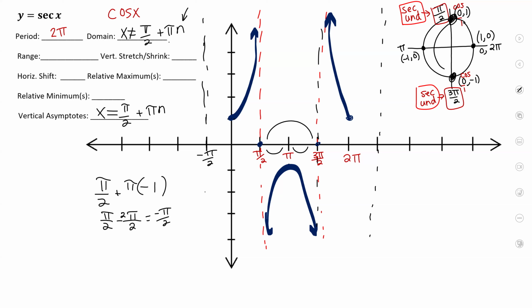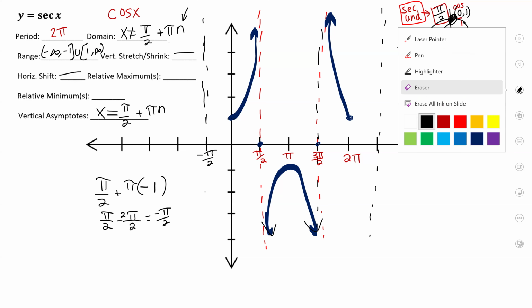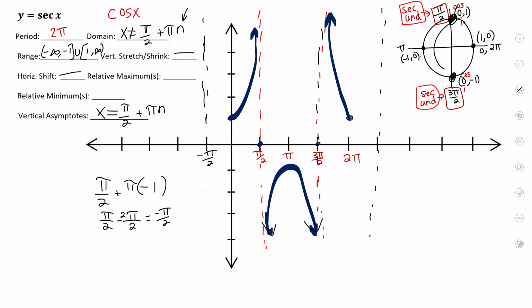Okay, so now let's talk about the range. This is facing down, so that's negative infinity to -1 and 1 to infinity. There are no vertical stretches or horizontal shifts. We're just working on the parent function right now. Okay, and your maximums, or you just have one, it's right here at pi, -1, and you have two relative minimums here and here. So that's 0, 1, and 2 pi, 1.